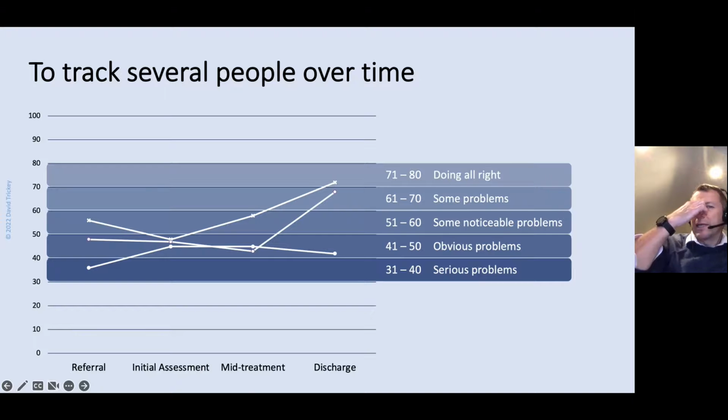You can also use the CGAS to rate a number of people over time. And again, this is something you might take to supervision with a number of your clients, and you can just see how things progress over time. It might be interesting with these three people that I've represented here, how come one of them has still got obvious problems at discharge? Well, maybe they've been referred on to another service. How come one of them seemed to make a big improvement between the middle of treatment and the end rather than all the way through? So it's just a way of tracking how people are doing, and then you can start to have conversations about what's going well and what might need a bit of work.